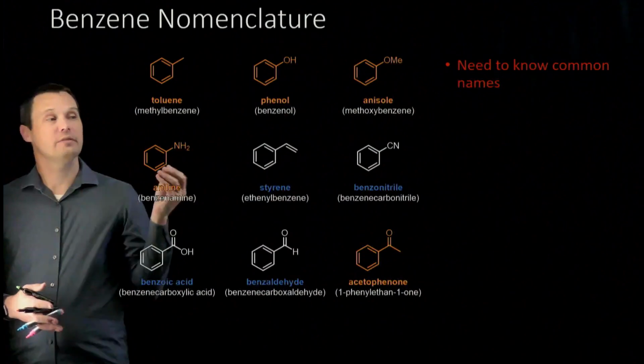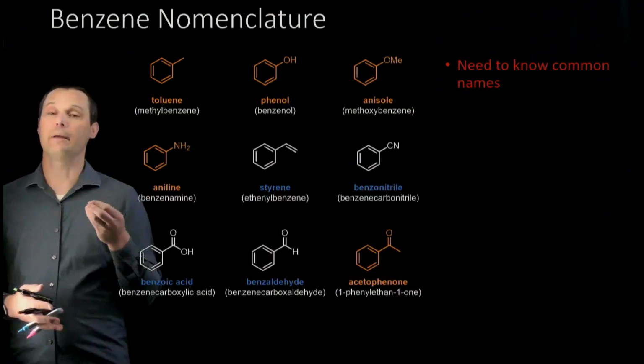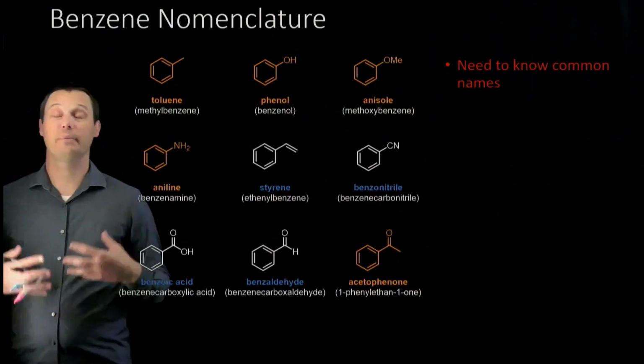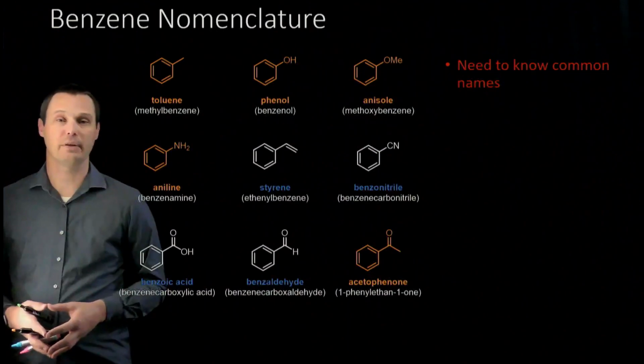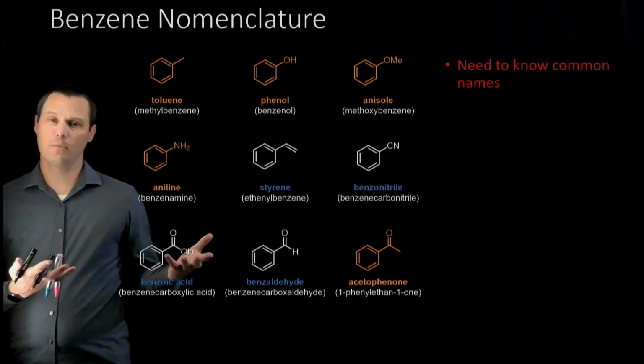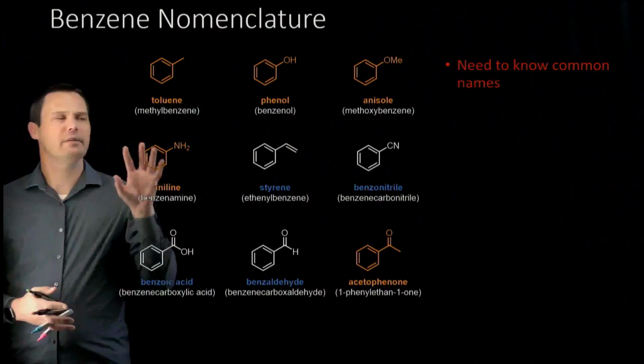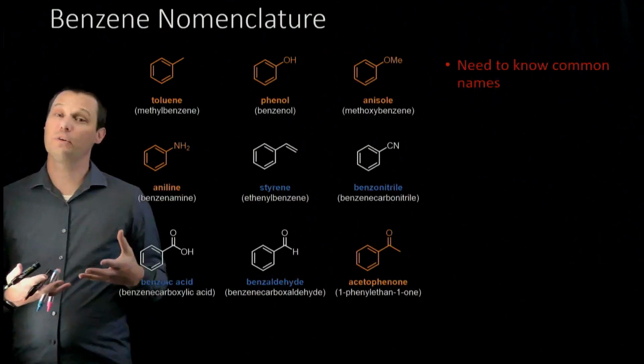Some benzene derivatives have their own special name, a common name, a name that we've used since antiquity, so they've become the IUPAC accepted name for these molecules. I've got several of them listed here. There are more than this, but these are the important ones. And in fact, the ones I've highlighted in orange, these are the ones you really need to memorize.